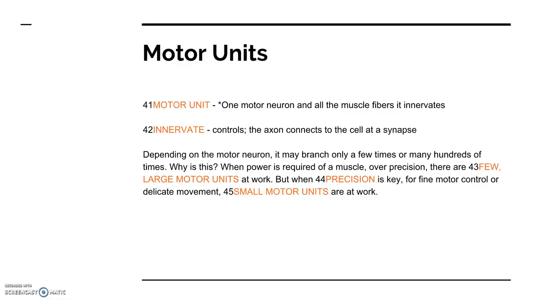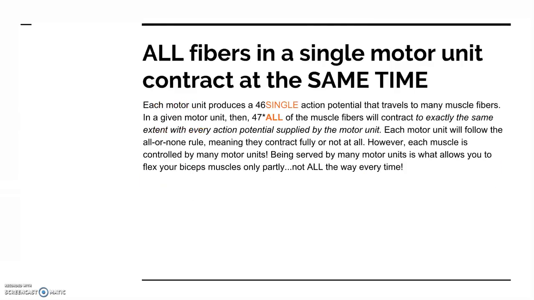Why is this? Well, when power is required of a muscle over, say, precision, there are only a few very large motor units at work. But when precision is key for fine motor control or delicate movements, very small motor units are at work. Every motor unit produces a single action potential that travels down the axon, but maybe to many muscle fibers. In a given motor unit, then notice the star, all of the muscle fibers will contract to exactly the same extent with every action potential that is supplied by that single motor unit.